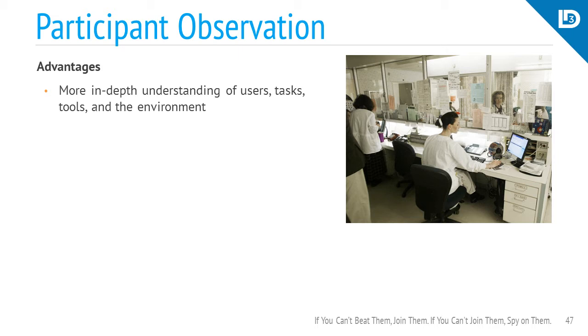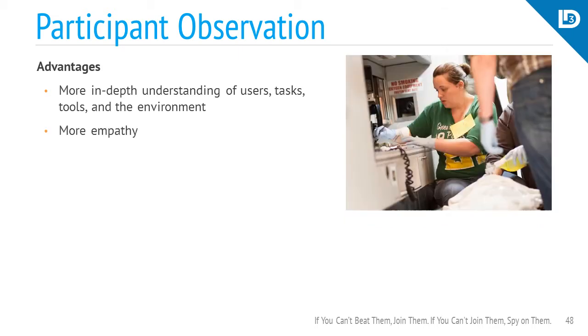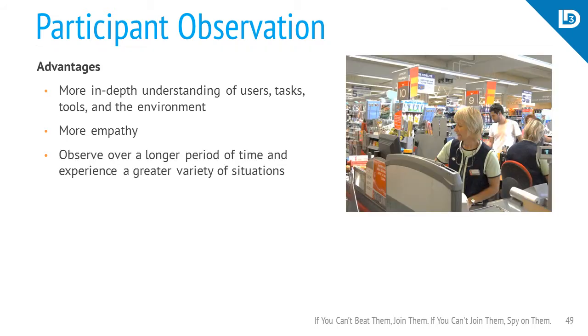So the advantages of participant observation is that you get a much more in-depth understanding of the users, their tasks, their tools, and the environment. You get much more empathy because you're experiencing firsthand what these people go through. And you observe over a longer period of time, and you experience a greater variety of different situations. So you see a lot more than you would in a 2-hour time period, and the tasks are more natural.